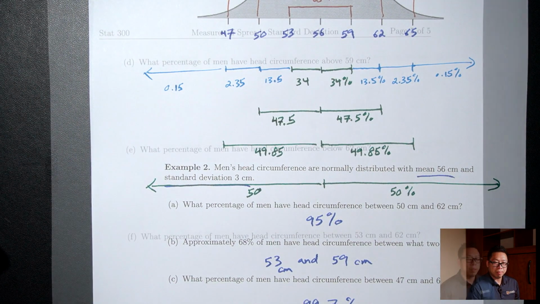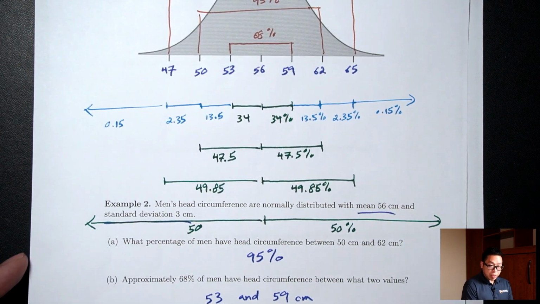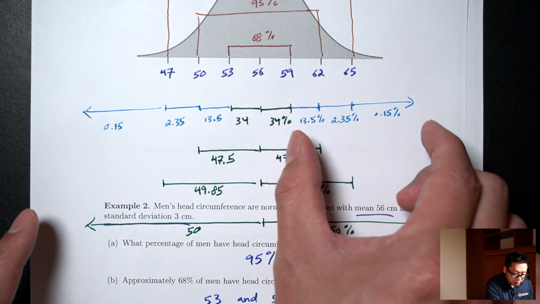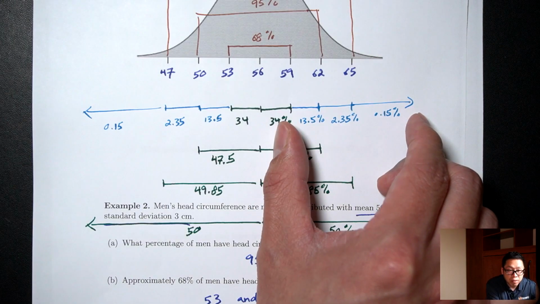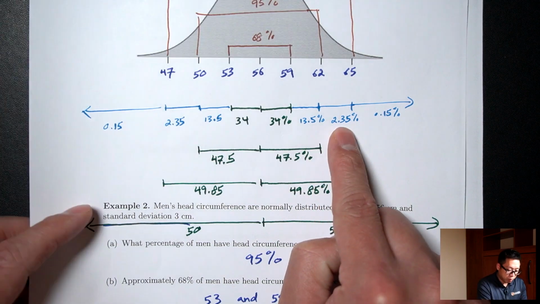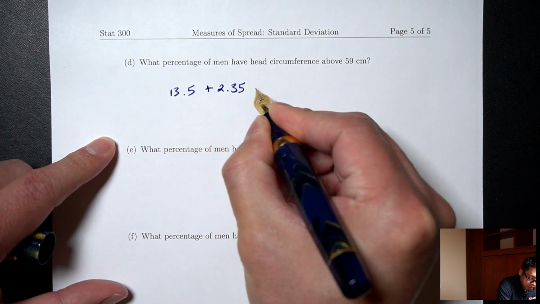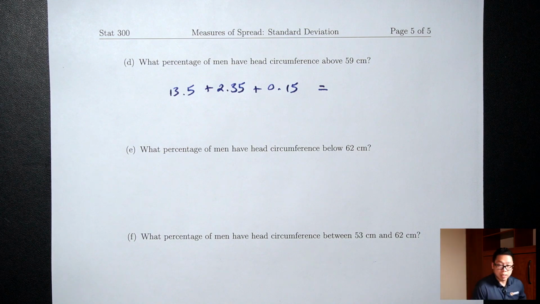Now, let's try to answer some questions. We can answer these other questions by just adding the right percentages from our picture on the previous page. Part D says, what percentage of men have head circumference above 59 centimeters? Above 59 means 59 all the way to the right. So I want to add up the percentages from 59 all the way to the right. This is telling me that I want to add the 13.5, the 2.35, and the 0.15. Right? That's the percentages from 59 all the way to the right. So 13.5 plus 2.35 plus 0.15. And those are all percentages.